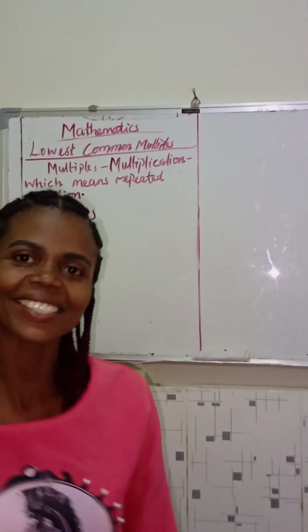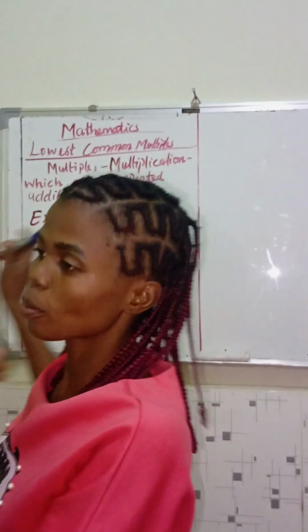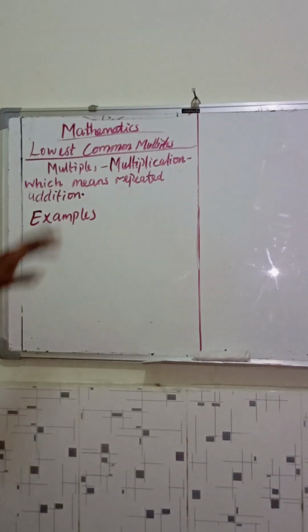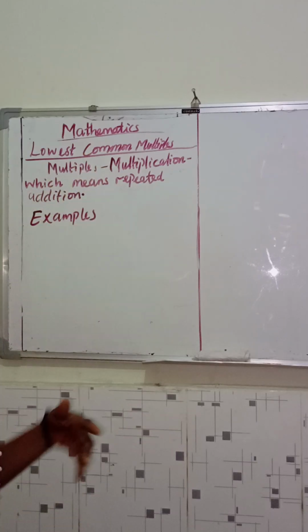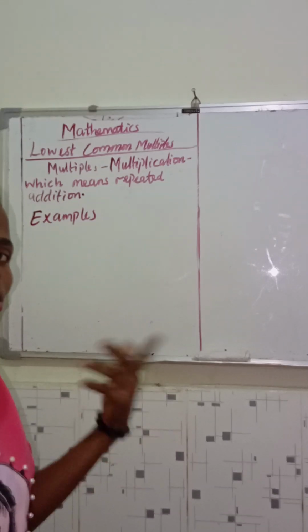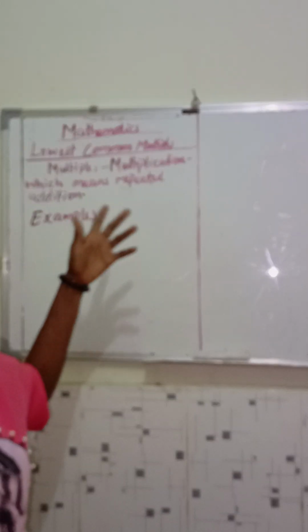Hi guys, so today we're talking about lowest common multiples. The word multiples comes from the root word multi, meaning many. So multiplication means what? Repeated addition.